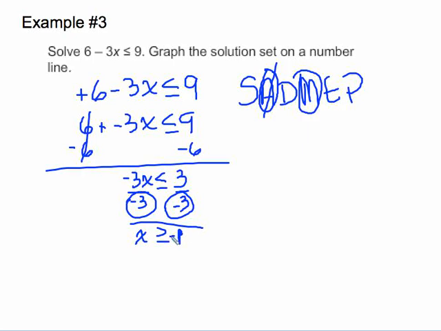So I go to graph. Again, I can scale my graph by ones. And this time it's going to be a closed circle at negative 1, and I'm going to shade to the right. Alright, so we do need to be careful. Anytime I see a negative outside of the variable term, I know that I'm going to need to flip my inequality sign.